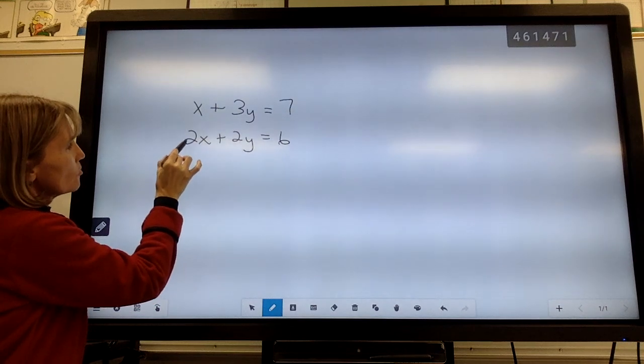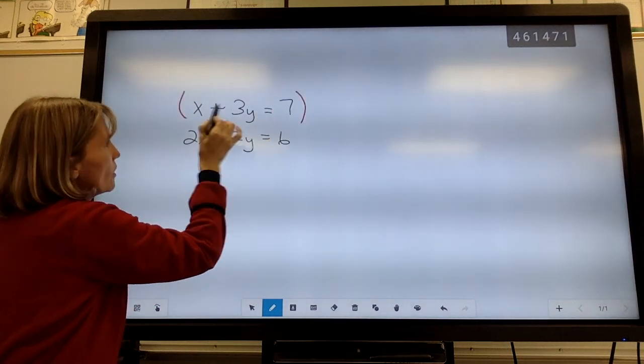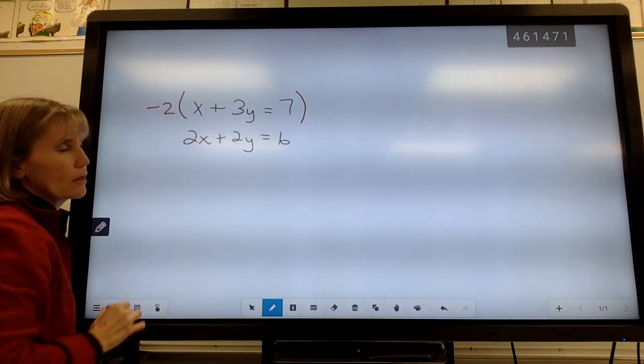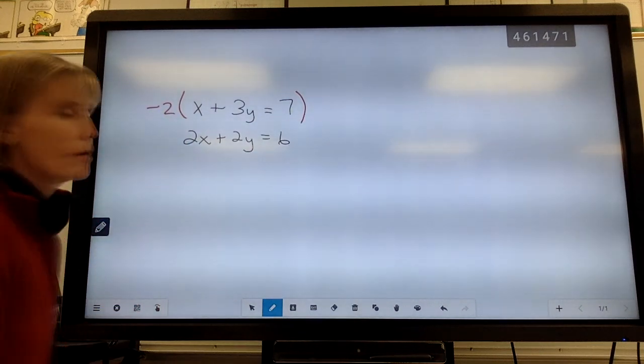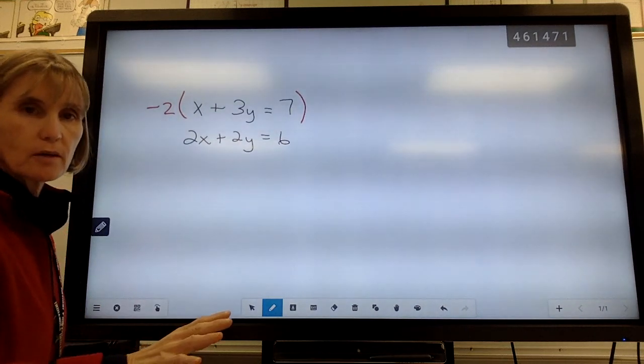Okay, this is a positive 2. I would need this to be a negative 2. So I'm going to take that top equation and multiply everything by a negative 2. And you have to do everything. Whatever you do to one side of an equation, you have to do the same thing to the other side.